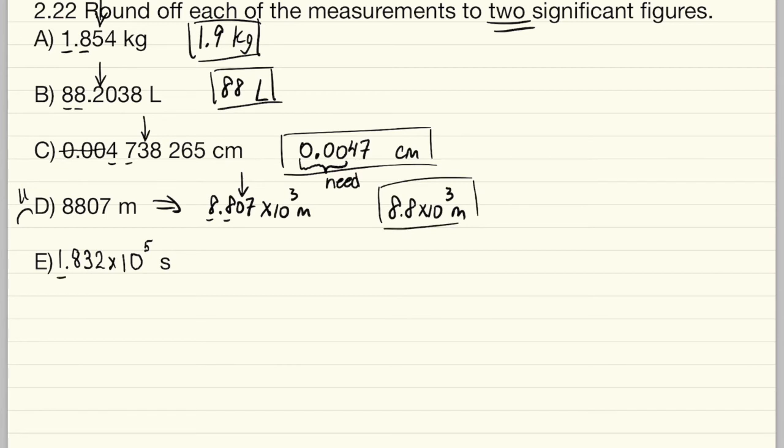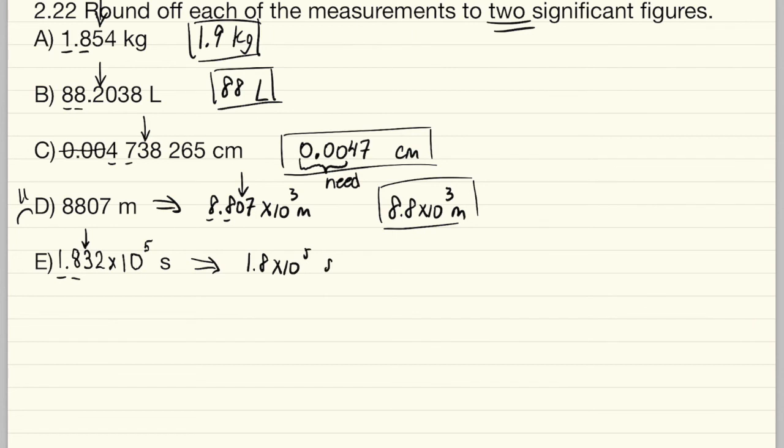This next one here, we've got 1 and then the 8. I'm going to point my arrow to the next digit over. This is less than 5. So I'm going to round this down to 1.8 times 10 to the 5th.